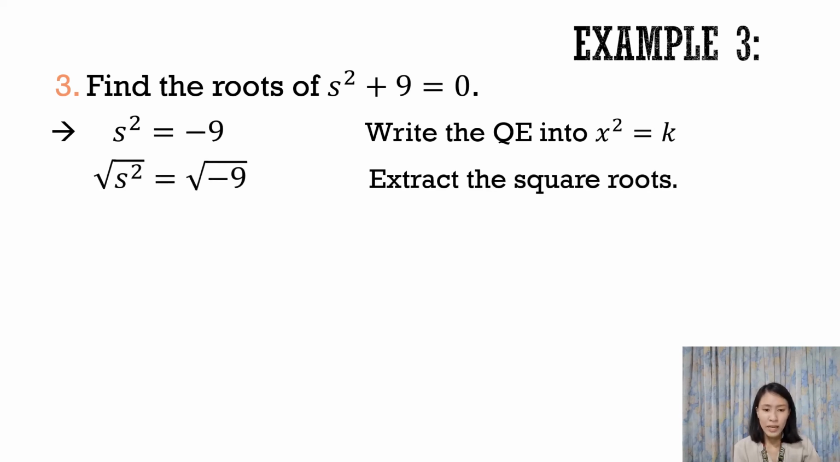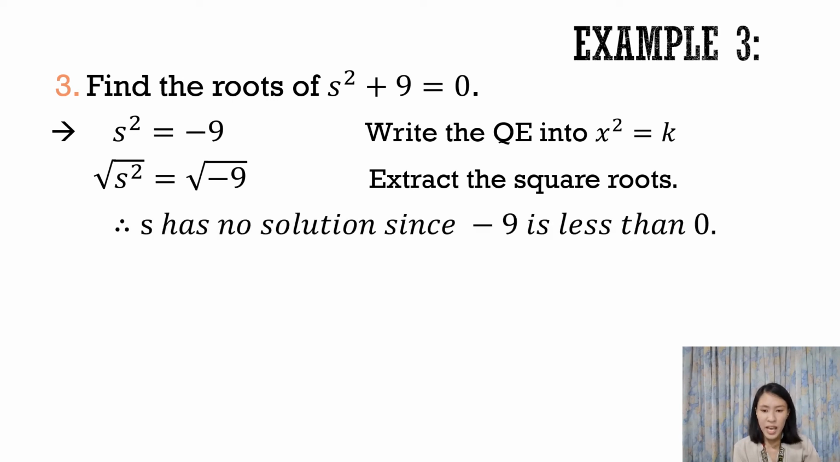Now, let us extract the square roots. Our equation becomes the square root of s squared is equal to the square root of negative 9. Therefore, s has no solution since negative 9 is less than 0. By applying property number 3, which states that if k is less than 0, we can say that the given quadratic equation has no real solution.